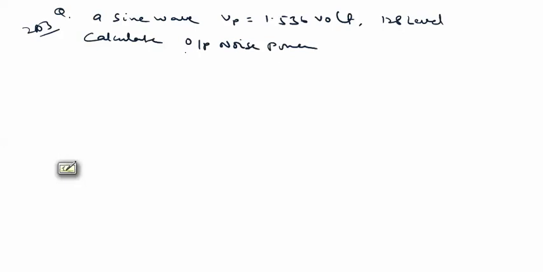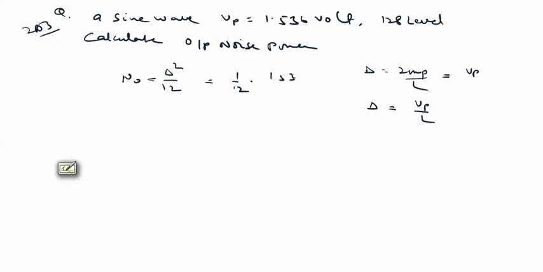Output noise power is 1 by 12 del squared, where del equals twice mp upon L. If the peak value is given to us, it means del equals Vp upon L. So 1.536 squared upon L, 128 squared.